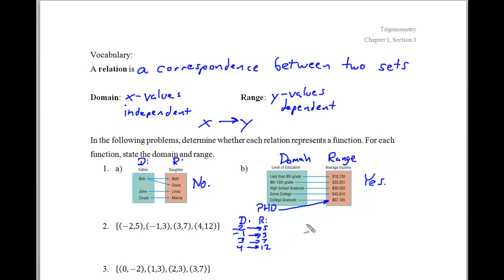This right here is a function, so yes, it's a function, and therefore the domain is going to be the set. And it's the finite set, so that's going to be -2, -1, 3, and 4. Notice finite sets are just written inside of these brackets here. And the range is going to be the numbers. Now I will order this from lowest to highest: 3, 5, 7, and 12.